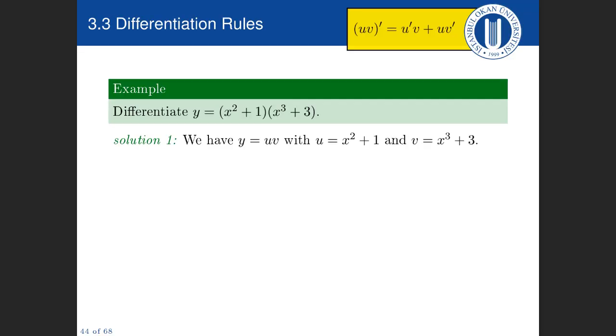Let's use this. I've written the product rule in the yellow box at the top. I want to use that to differentiate y is equal to x squared plus 1, times x cubed plus 3. And I'm going to solve this example in two different ways. First, I'm going to use the product rule, because we have y is equal to a function u multiplied by a function v, where the first function u is x squared plus 1, and the second function v is x cubed plus 3. So by the product rule, differentiate the first function and leave the second function as it is, and then do plus. Leave the first function just as it is and differentiate the second function.